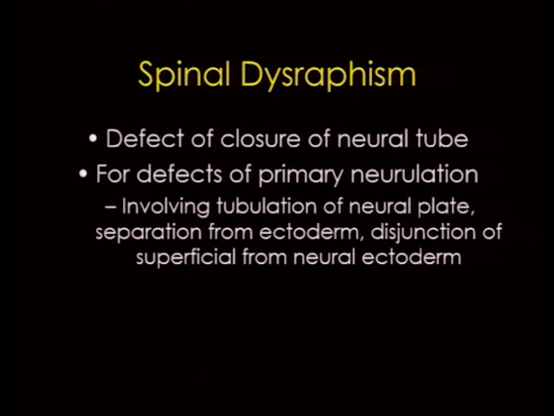So spinal dysraphism is the terminology that gets thrown around a lot, and it strictly refers to defects of closure of the neural tube. And really what we're frequently talking about are defects in the process of primary neurulation. And this is where we tubulate our neural plates. Then you have to have separation from the ectoderm, and then disjunction of superficial ectoderm, or that ectoderm that's fated to become skin and cutaneous elements, from neural ectoderm, or ectodermal tissues that are fated to become neural structures.